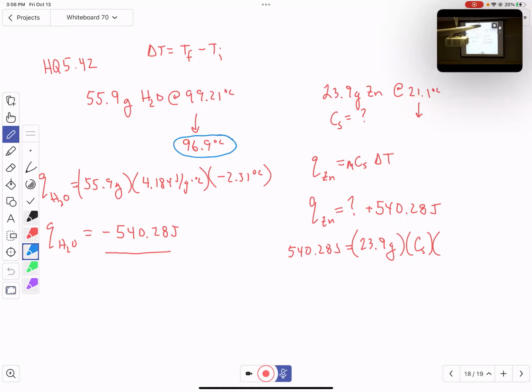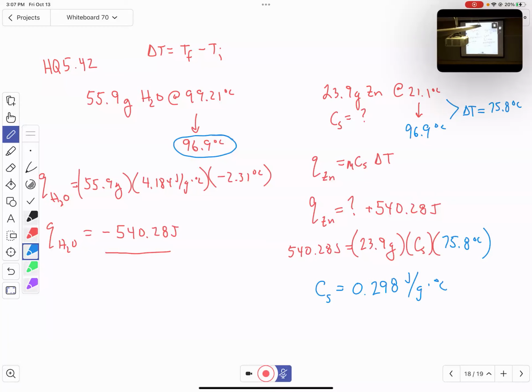Exactly, right? The water drops down to 96.9. That means the zinc gets raised all the way up to 96.9 because that's our thermal equilibrium between those two samples. So our delta T is like 75.8 degrees Celsius. So 75.8 degrees Celsius, divide that across, and I get a specific heat of zinc of like 0.298 joules per gram times degrees Celsius for that one.